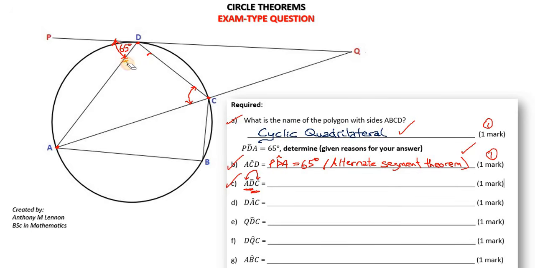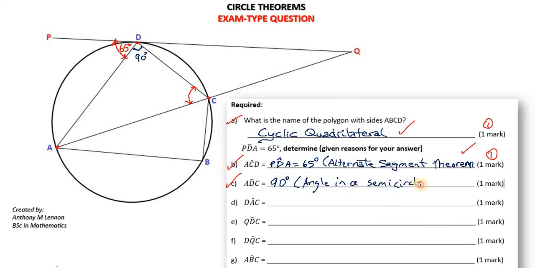So what I'm going to do is change the shape of the symbol that I used there, because when it's 90 degrees, we tend to put a square. So we say angle ADC is equal to 90 degrees. And a faster way of saying that the angle at the circumference standing on the diameter is 90 degrees is just simply writing: angle in a semicircle is equal to 90 degrees.